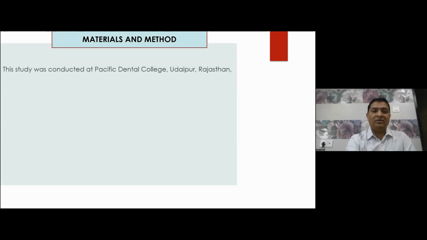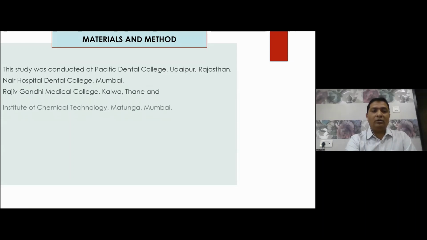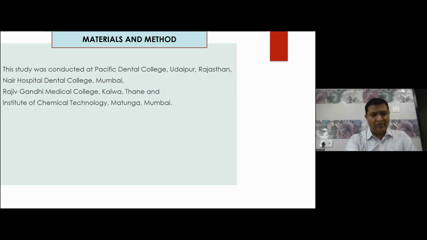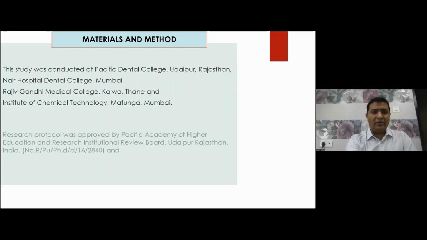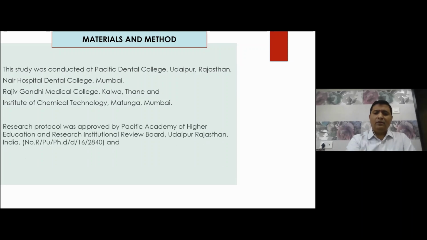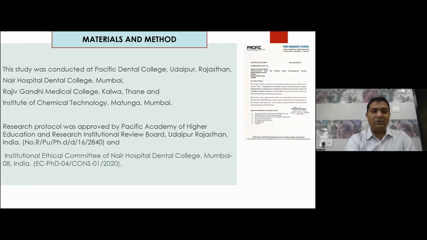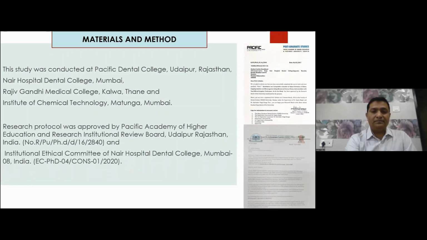Material and method for my study. The study was done in Pacific Dental College, Nair Dental College, Rajiv Gandhi Medical College, and Institute of Chemical Technology, Matunga, Mumbai. This is approved by Pacific University and the Institutional Ethical Committee of Nair Dental College.